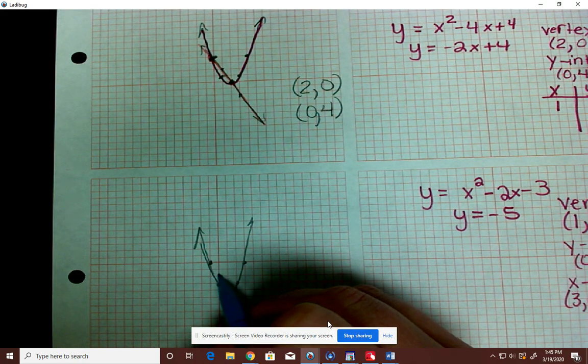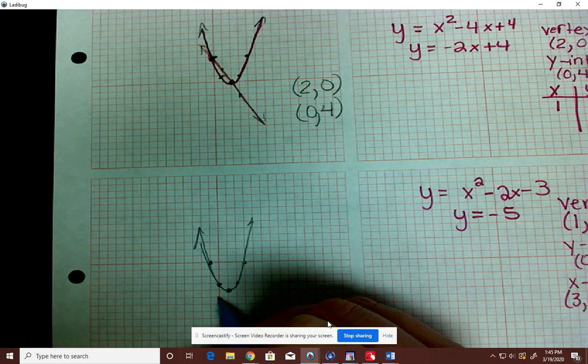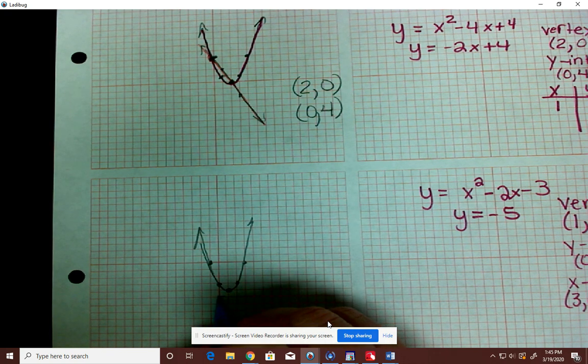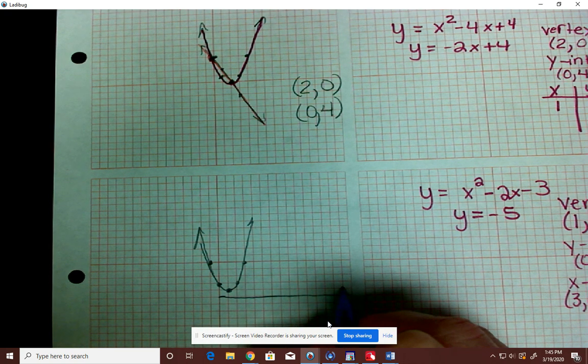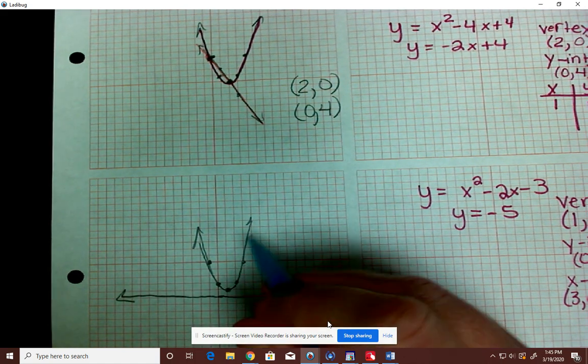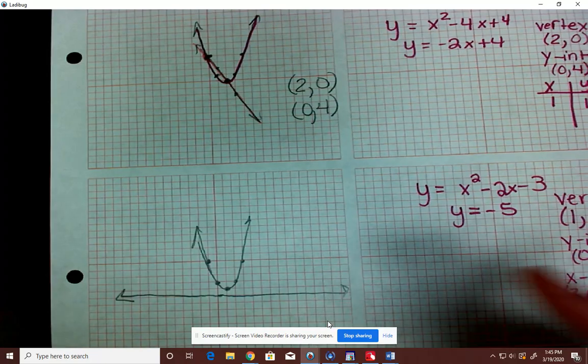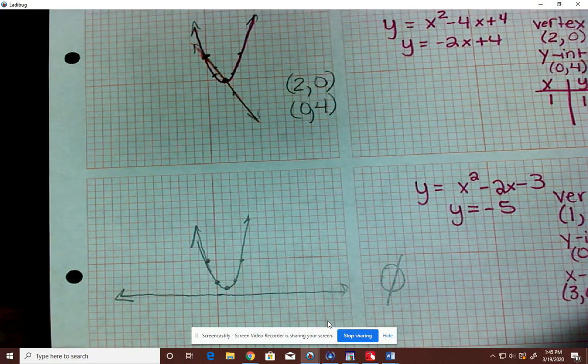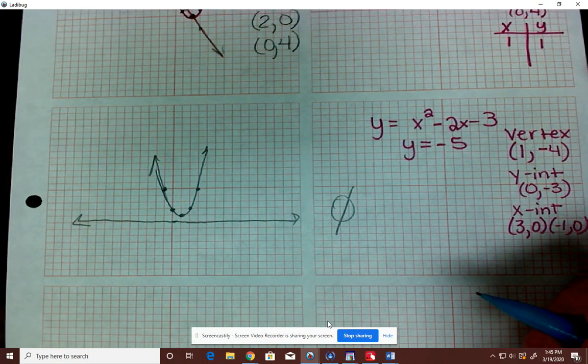So I go to when y is 5, or sorry, negative 5. And then that's a horizontal line. No matter what the x value is, the y value is negative 5. So these are never going to touch. This is concave up and this is down here. So this one would be no solution.